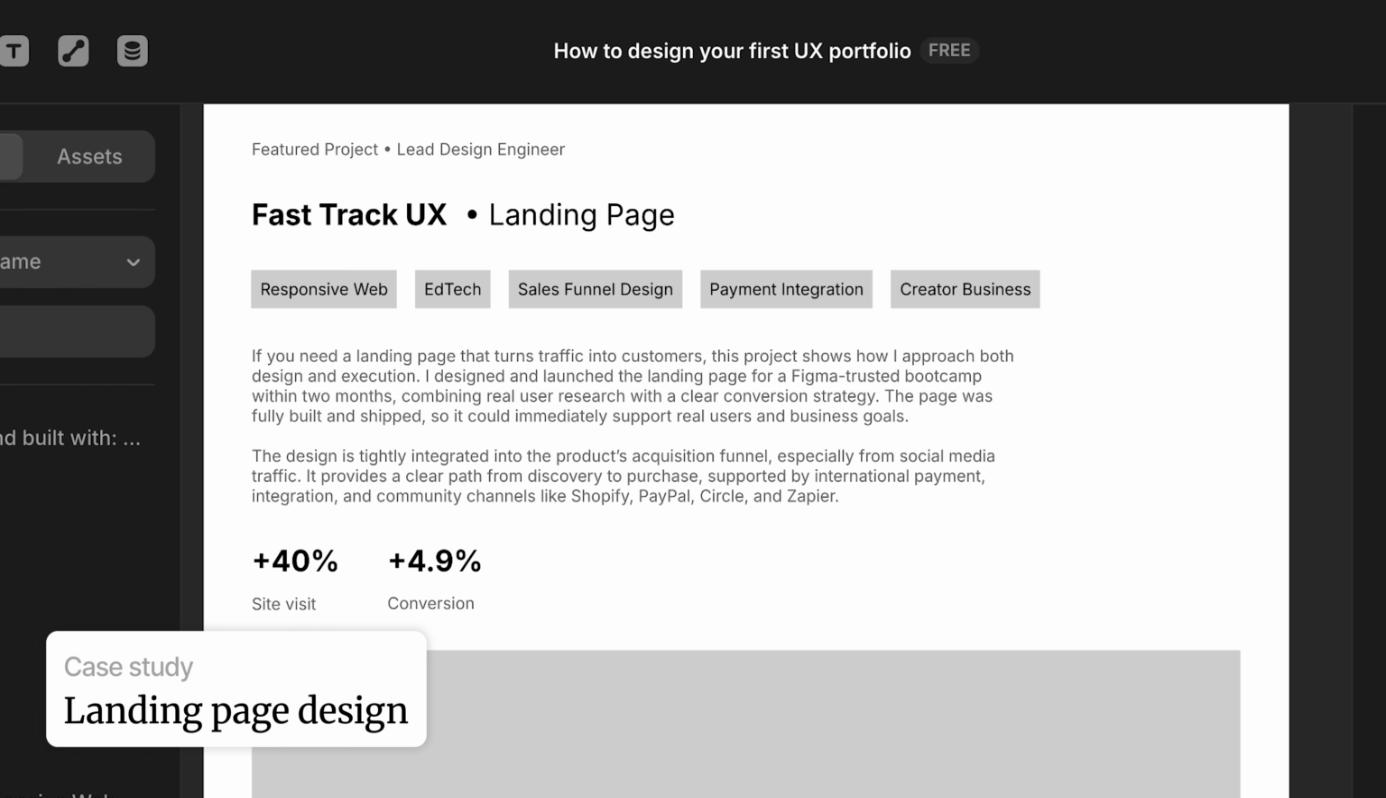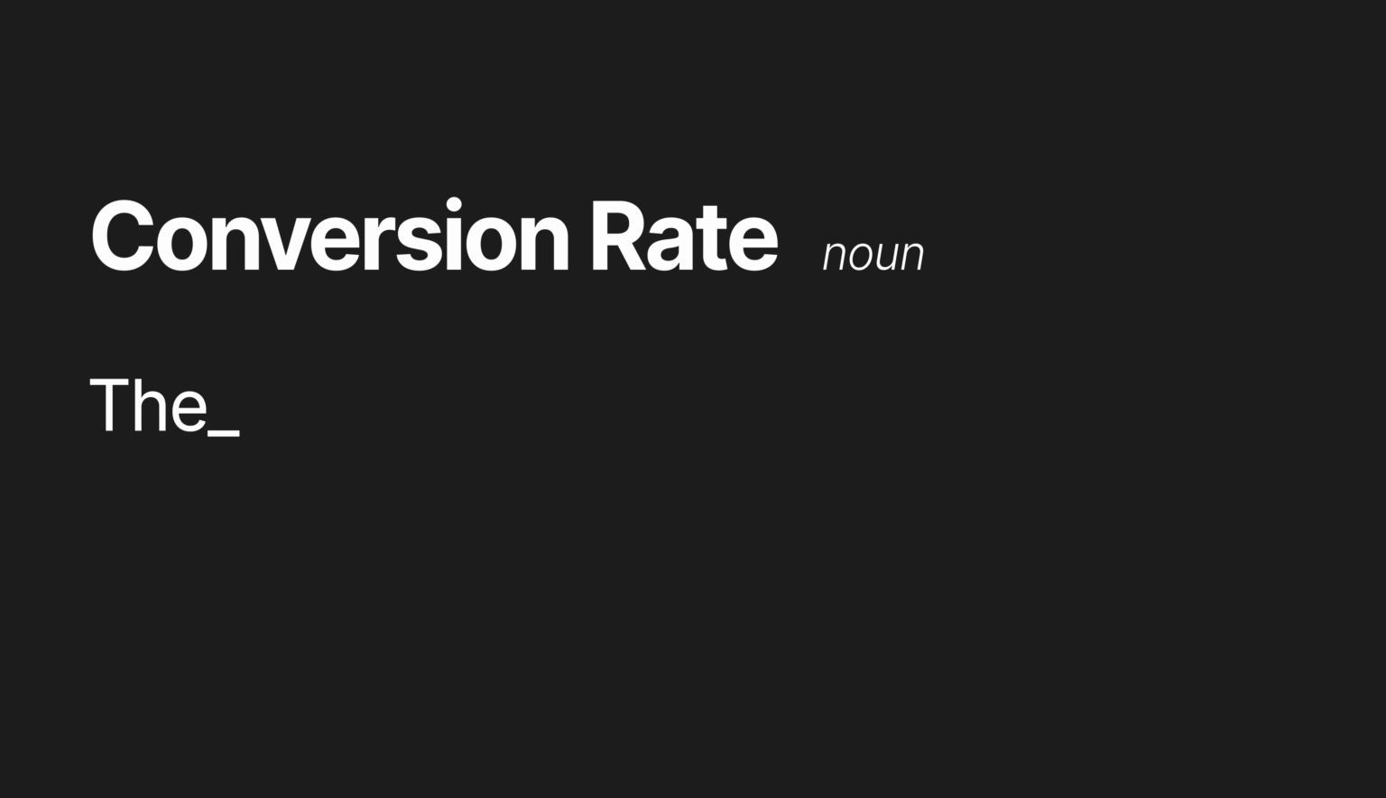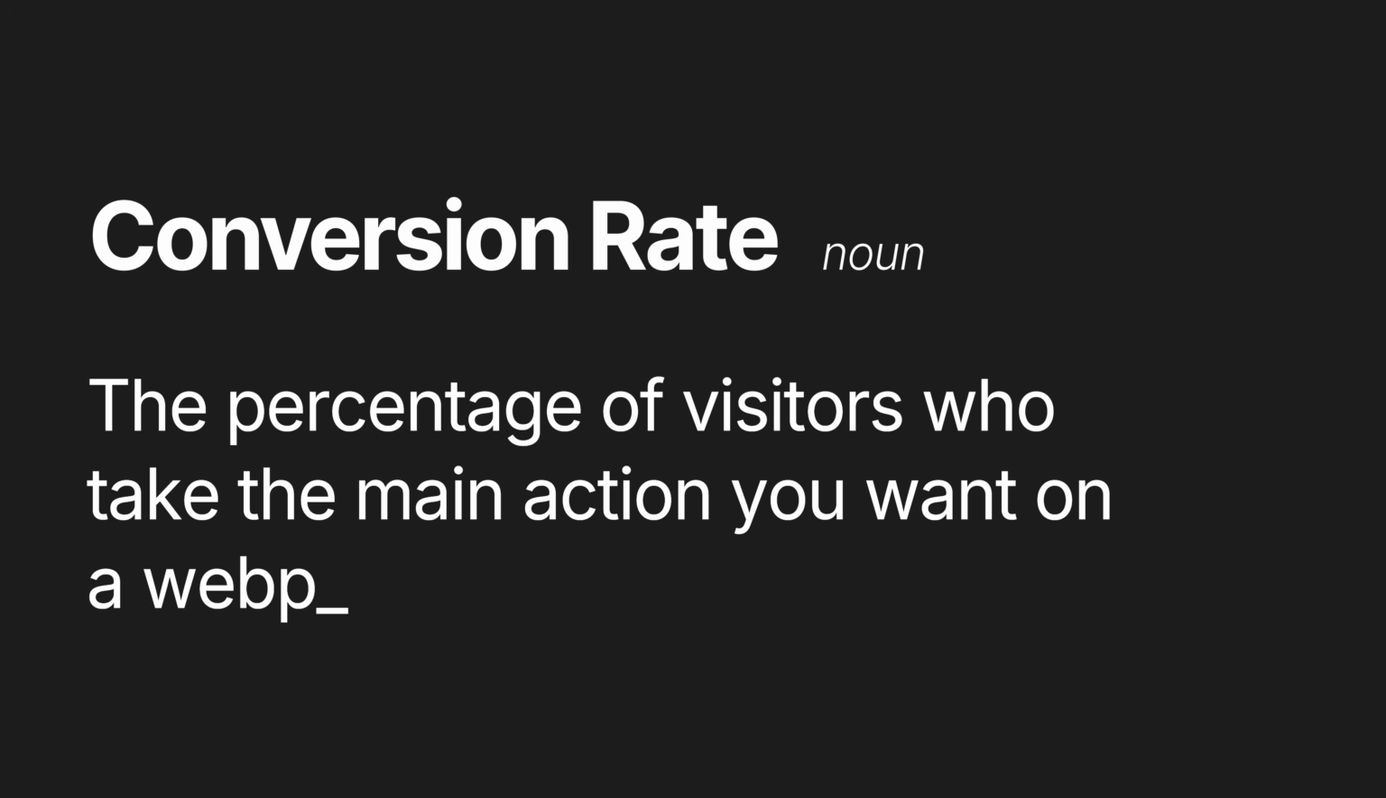Here's another example, and this one is for a landing page design project. The most important metric for a landing page design project is conversion rate. It measures how often users take the main call to action. You want to compare the old version with your design version to show the impact of your design. And if you have real analytics, then that's awesome, just include that. If not, you can still estimate it.